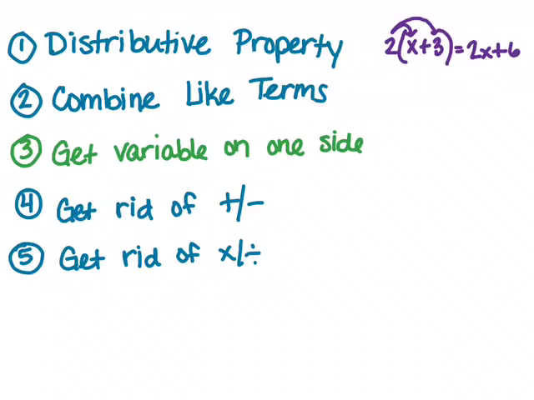What we're focused on in this video is getting the variable on one side of the equal sign. That's our focus today. And then step 4, get rid of your addition or subtraction. Step 5, get rid of multiplication or division. Okay, so let's just jump in and do some examples here.